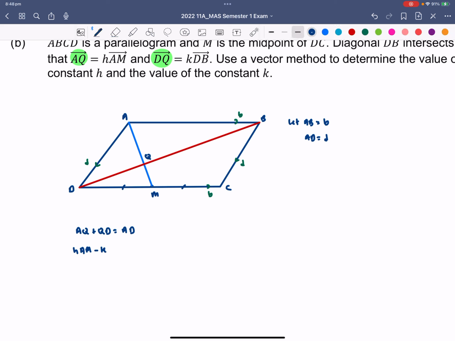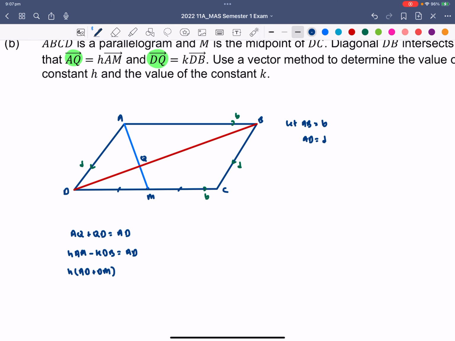Minus K lots of DB equals AD, and I know that AD is just D. So now H lots of AM. What is AM? AM is A to D plus D to M. Okay, we're going to do a semester 1 exam, starting off with the minus K lots of DB.